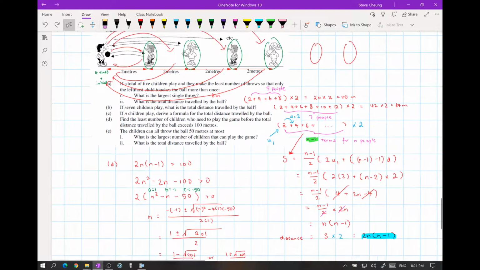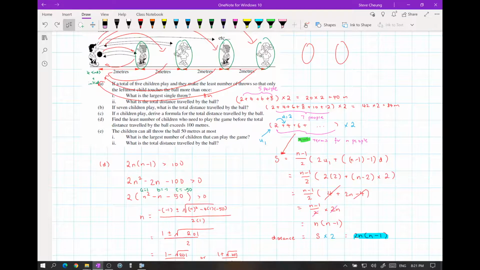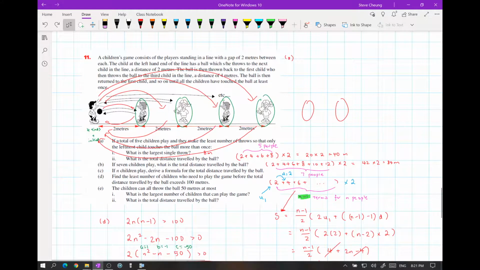And then E. The children can all throw the ball 50 meters at most. What is the largest number of children that can play the game? What is the total distance? Okay. So first of all, we want to figure out where in this curve will that be 50 meters. Every child will increase the distance by 2 meters. So you will know that he can only throw to the 25th child away, right? So therefore, the number of children that can play should be 26.